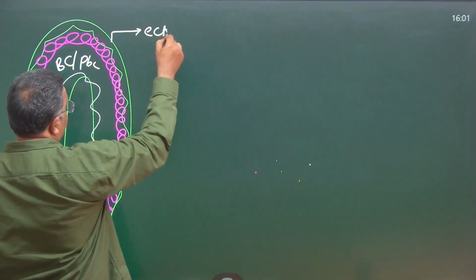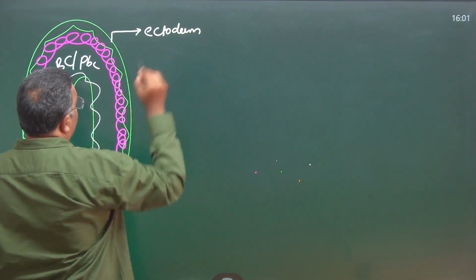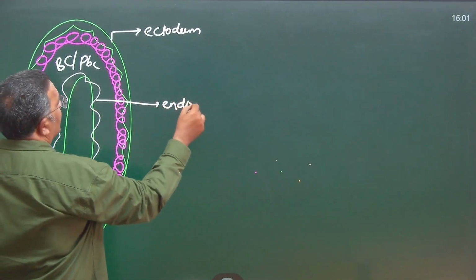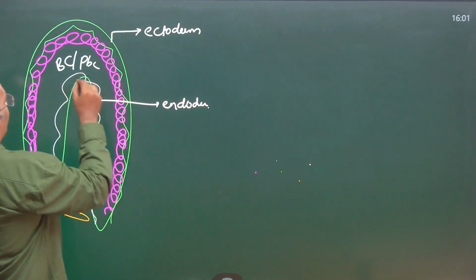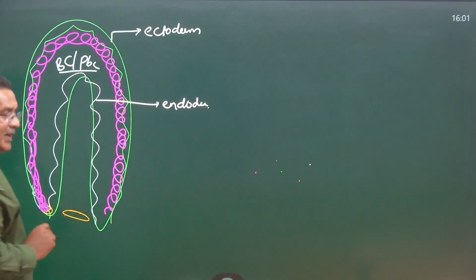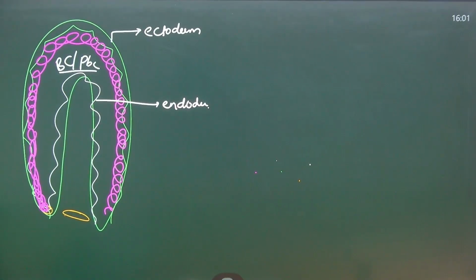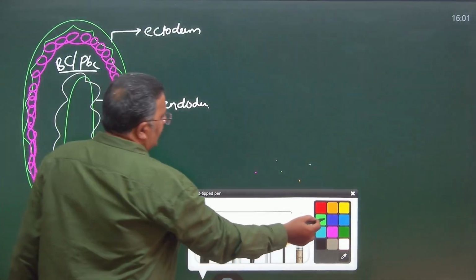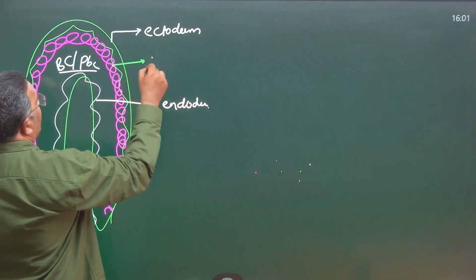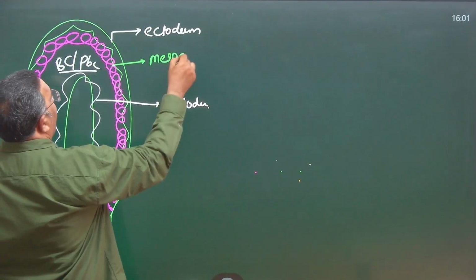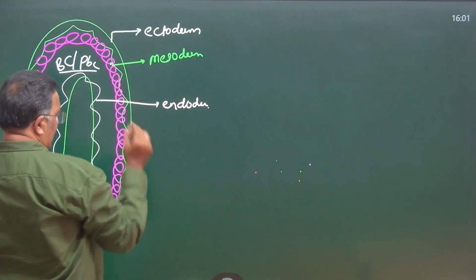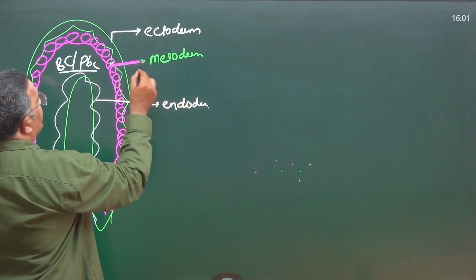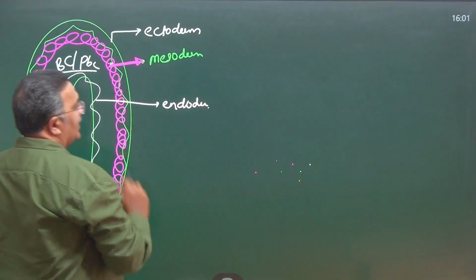Let me remind you once again. What is the outer layer? Ectoderm. What is the inner layer? Endoderm. And there is a cavity. What is that cavity? Blastocele or primary body cavity. And this is the mesoderm. What happened to the mesoderm? The pink one, mesoderm. So just by comparison, you can understand this.